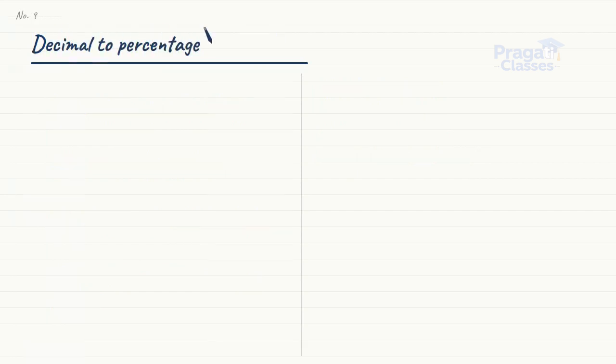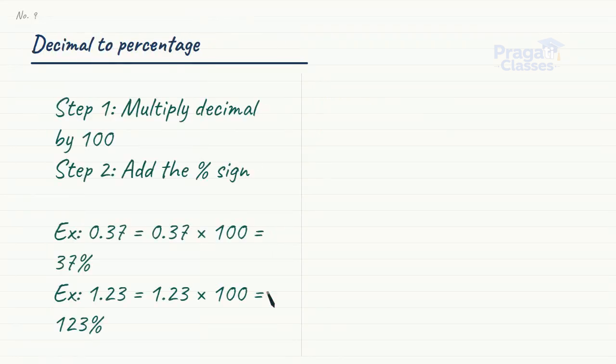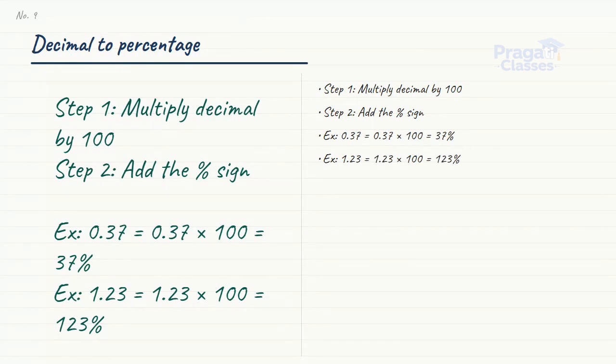Now that we can turn a percentage into a decimal by dividing by 100, going the other way is just the opposite move. I'll show you what I mean. Picture this. To change a decimal into a percentage, step 1, multiply the decimal by 100. Step 2, stick the percent sign on the end. So for 0.37, we multiply by 100 to get 37, then add the percent sign, 37%.